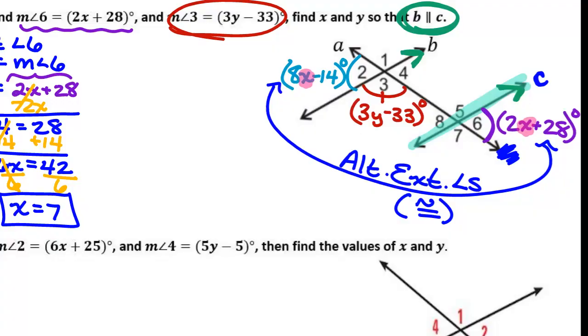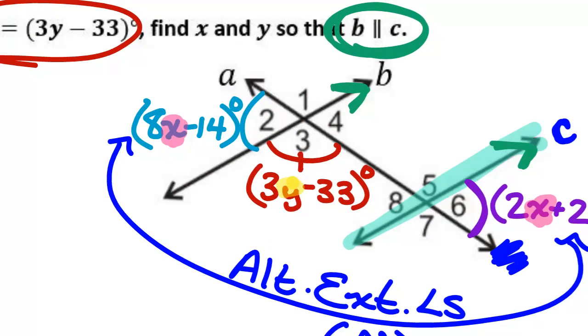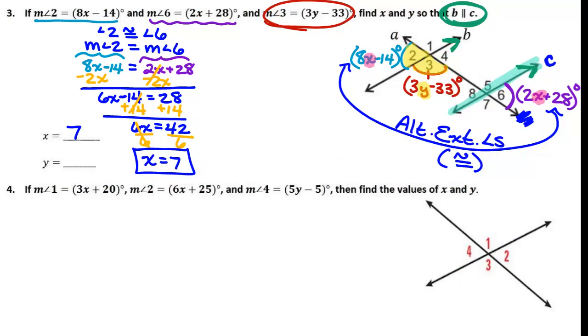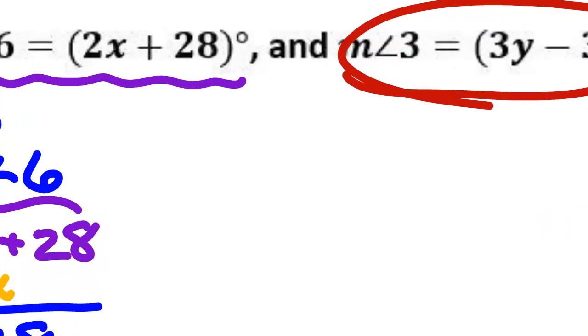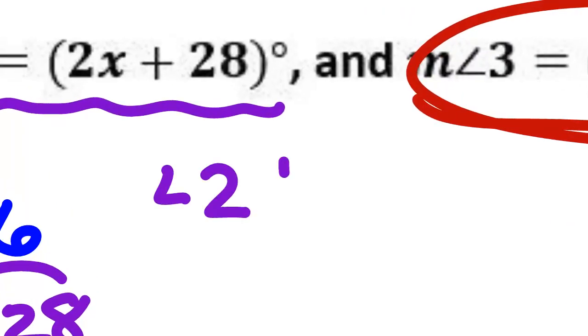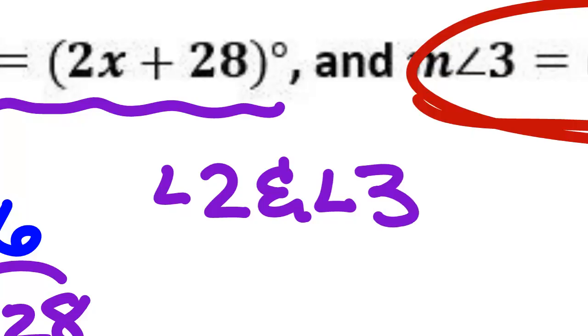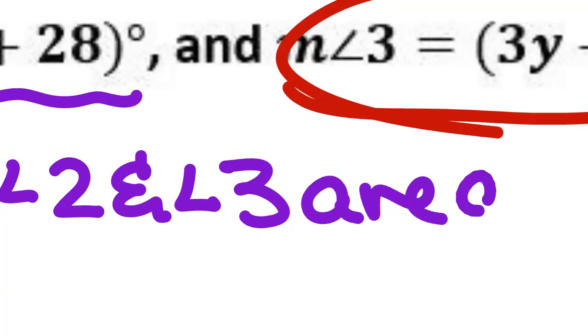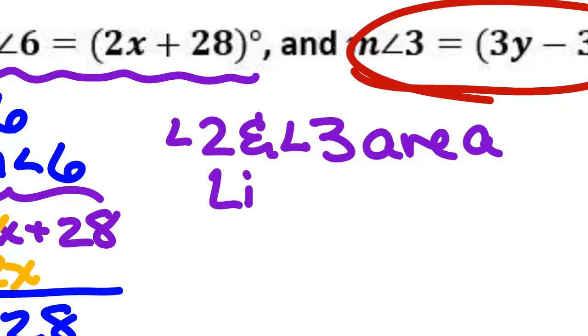All right, so we found x. We still need to find y. We only have one angle with y in it. It's this one right here, angle 3. And angle 3 is right next to angle 2. What do we call angles that are right next to each other like that? Looking for an L word. Linear pair. Angle 2 and angle 3 are a linear pair.